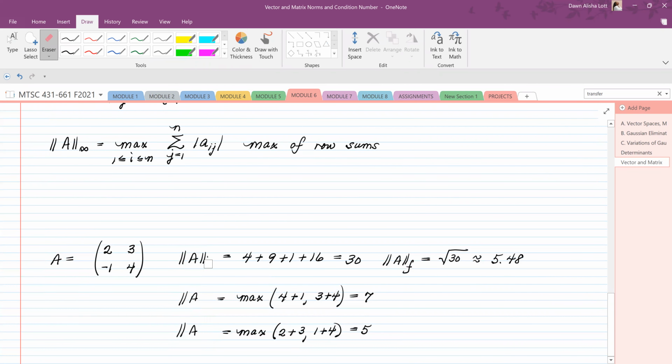How did all of that mess up? That's weird. Okay, so this one was the Frobenius norm squared. This one was the one norm, and this one was the infinity norm, and this was an example.